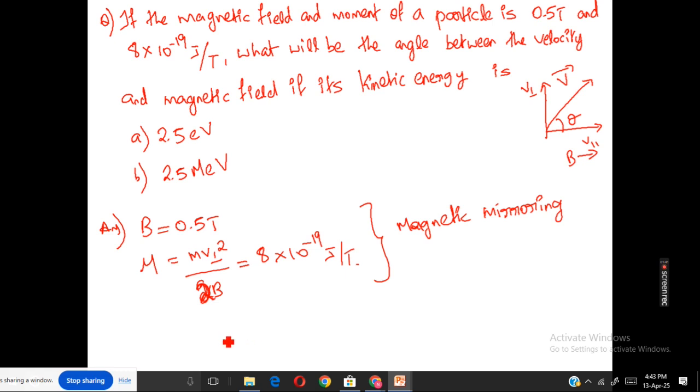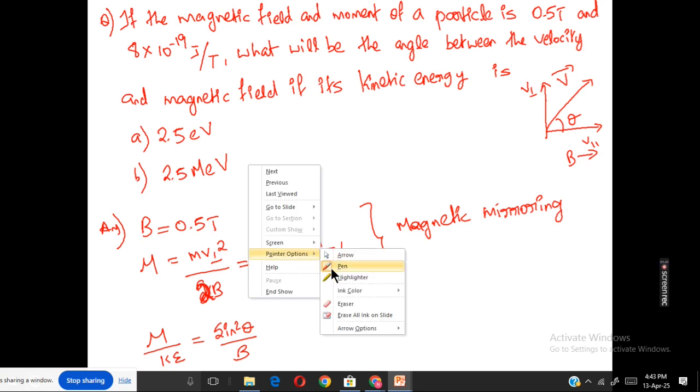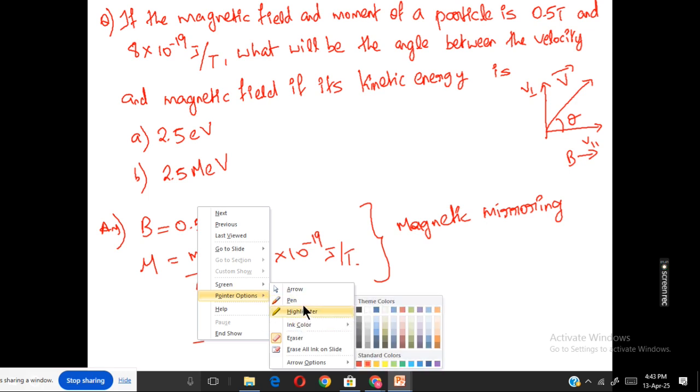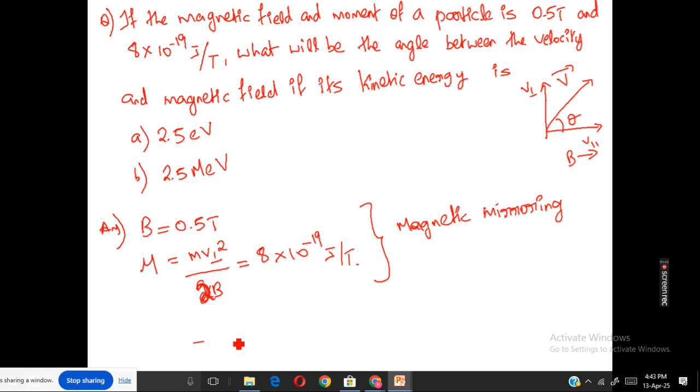So the conservation of this magnetic moment gives you the equation mu by kinetic energy is equal to sine square theta by B. So from this, we can write mu as mv square sine square theta by 2. So this is V. This is V perpendicular.